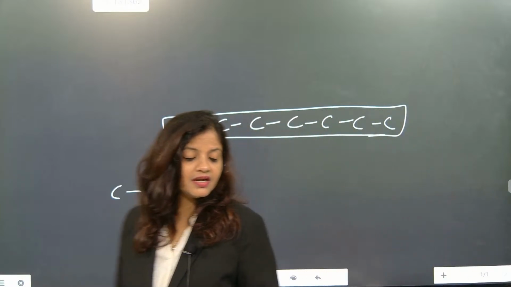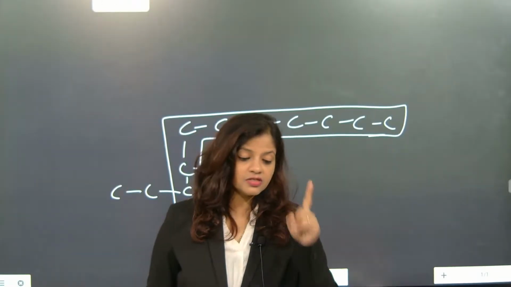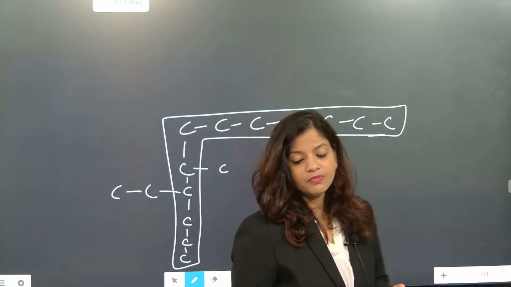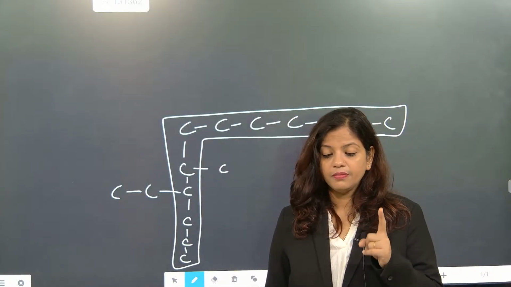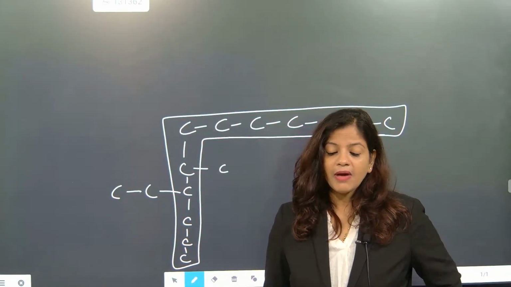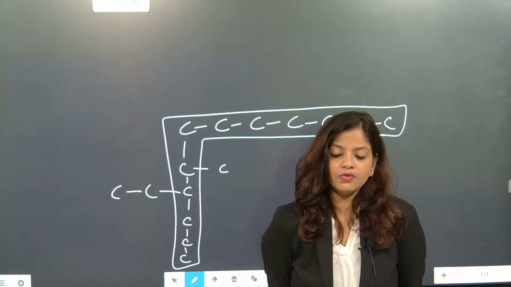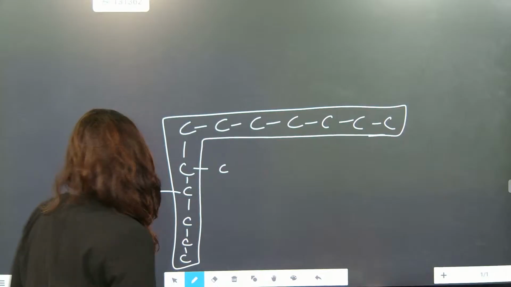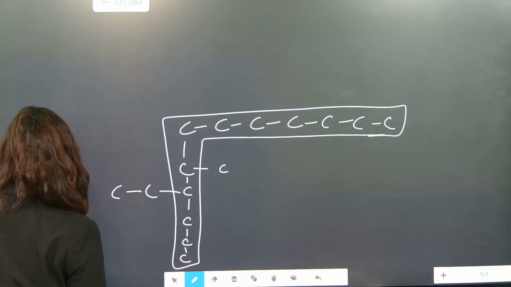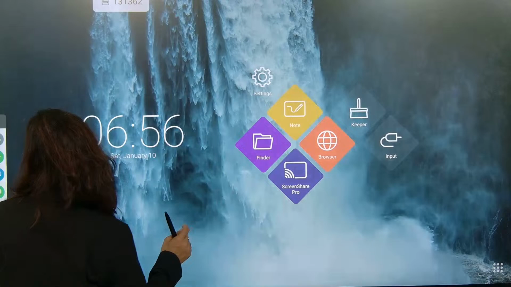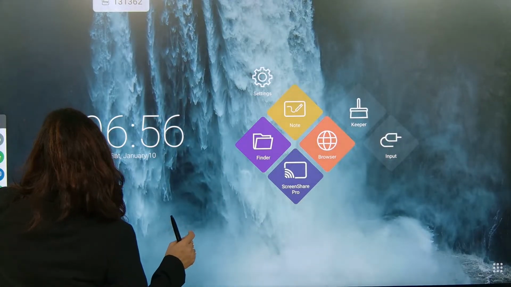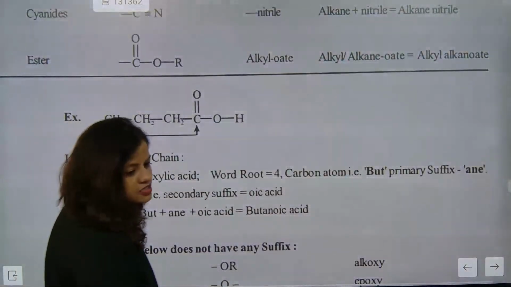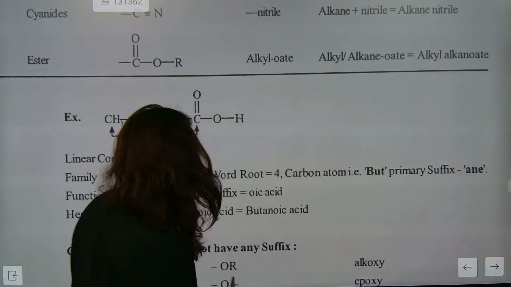That is considered the parent chain, and the parent chain is responsible for the word root. Remember, the parent chain is responsible for the word root. What did I say? The parent chain is responsible for the word root. So always remember this part. Parent chain is responsible for what? The word root.